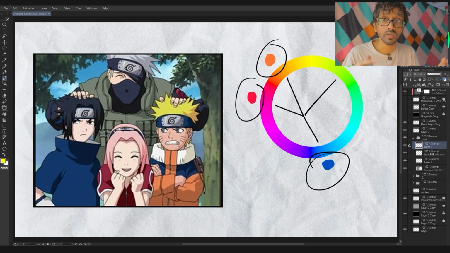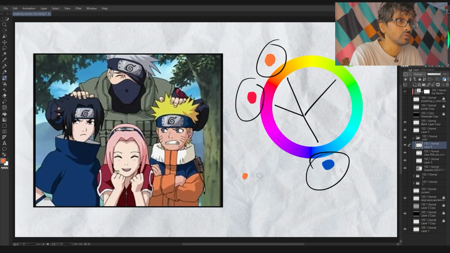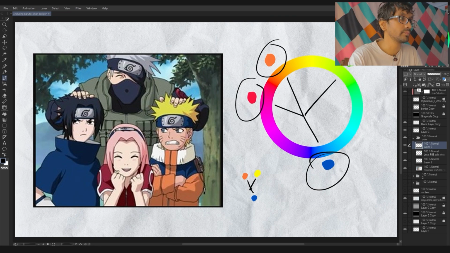But since Naruto is very bright and hot-headed and very fiery, he has this yellow. So Naruto's color scheme becomes a split complementary color scheme, something like this: 1, 2, and 3. Now Sasuke's color scheme, since it's very dark and mysterious and very reserved, he has a monotonous color scheme. So that makes only the blue. That's it. Now coming to Sakura, she has an analogous color scheme, a very happy color scheme, right?